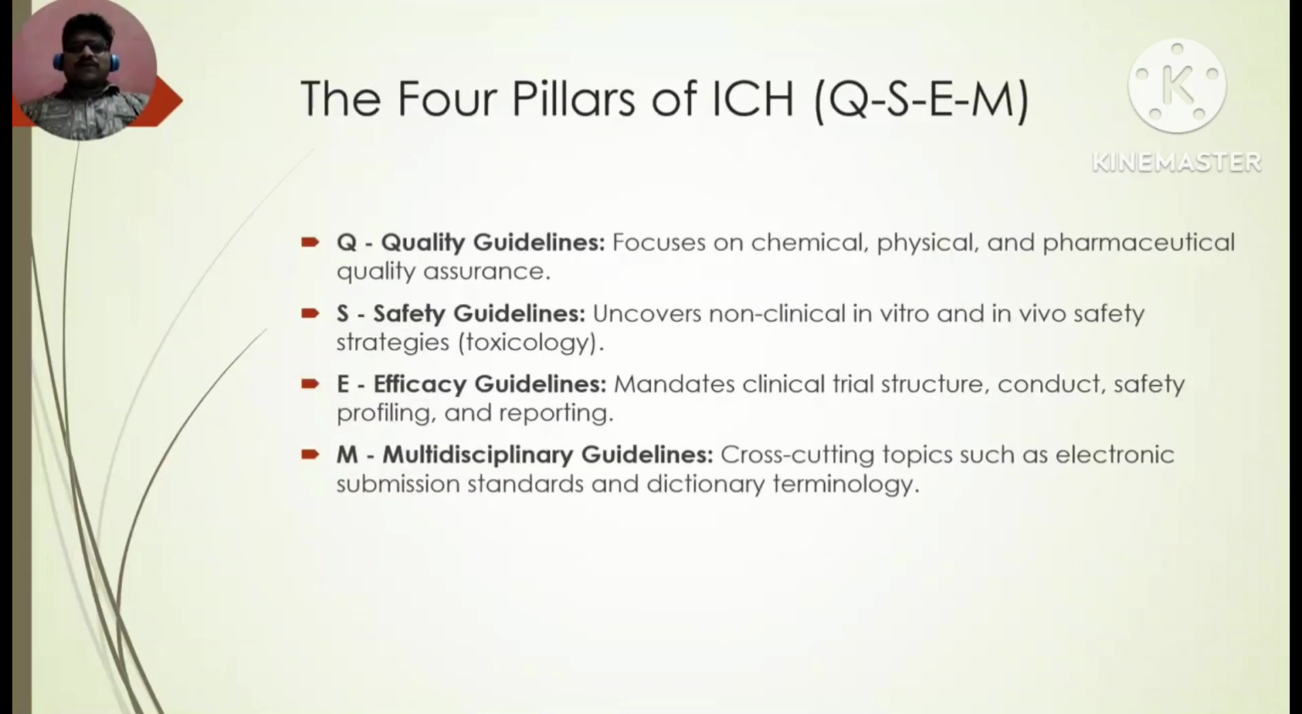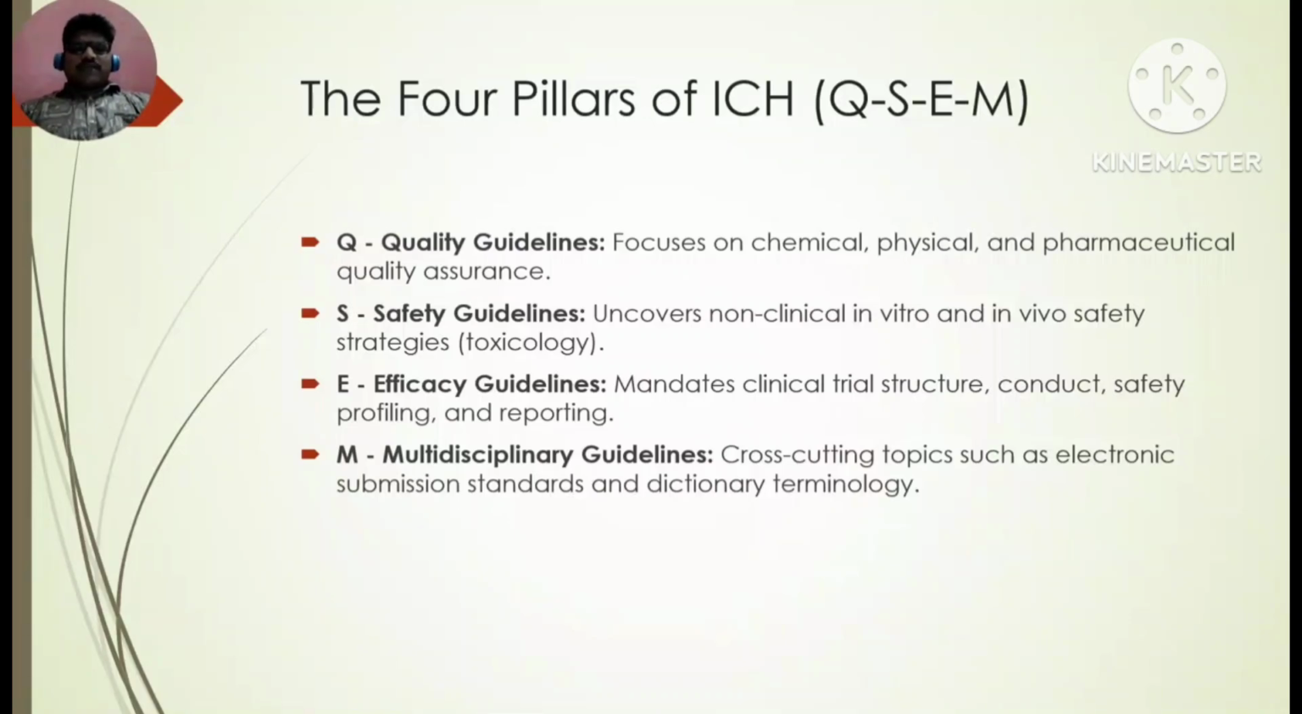The four pillars of ICH are Q, S, E, M. Now coming to Q. Q means quality guidelines. Focuses on chemical, physical, and pharmaceutical quality assurance. Coming to S, S means safety guidelines. Uncovers non-clinical in vitro and in vivo safety strategies. That is called toxicology.